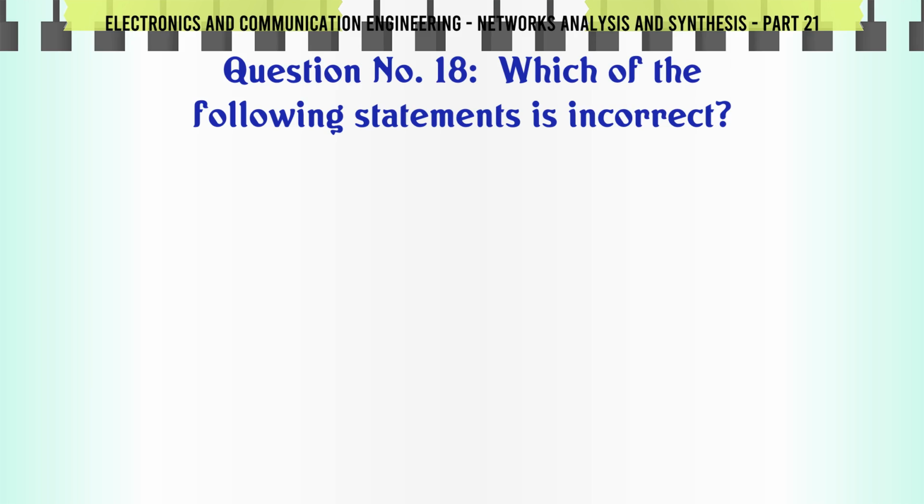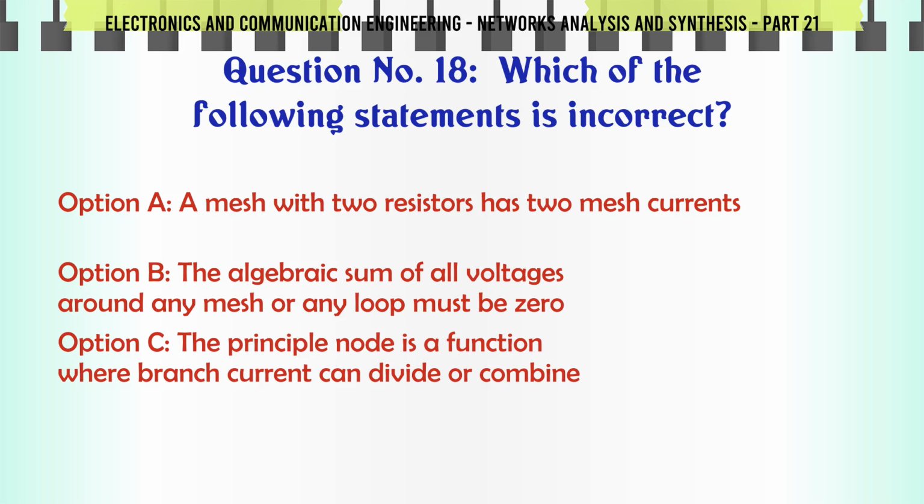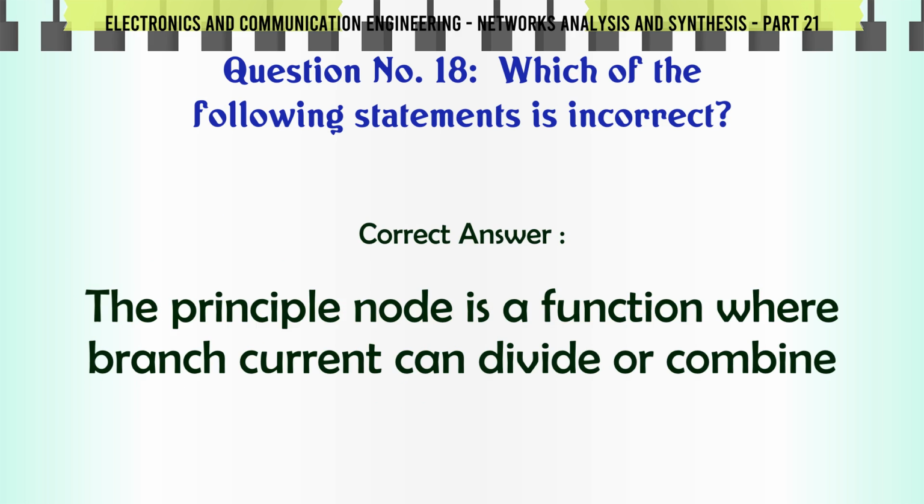Which of the following statements is incorrect? A A mesh with two resistors has two mesh currents. B The algebraic sum of all voltages around any mesh or any loop must be 0. C The principal node is a junction where branch current can divide or combine. D A Norton is a series circuit. The correct answer is the principal node is a junction where branch current can divide or combine.